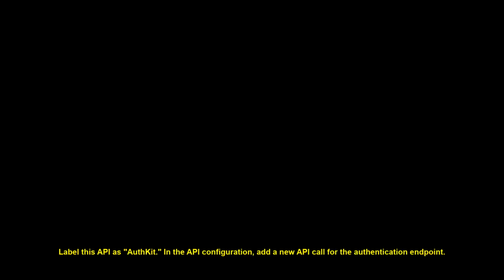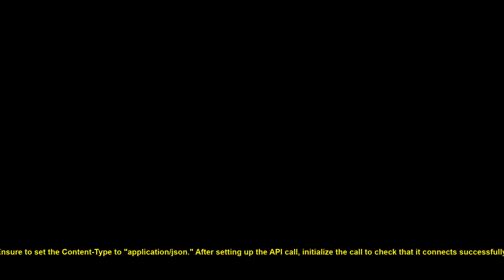In the API configuration, add a new API call for the authentication endpoint. Set the method to POST. Enter the AuthKit authentication endpoint URL. In the body of the request, include the necessary parameters such as the API key and user credentials. Ensure to set the content type to application/JSON.